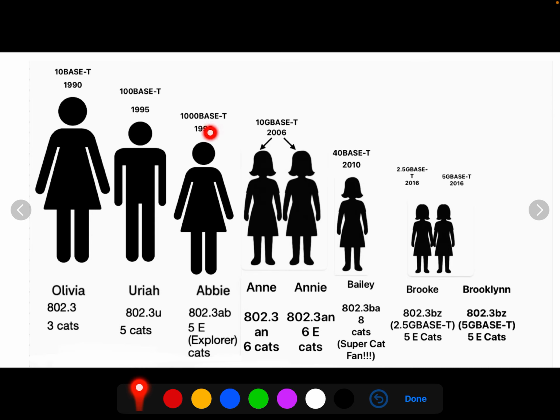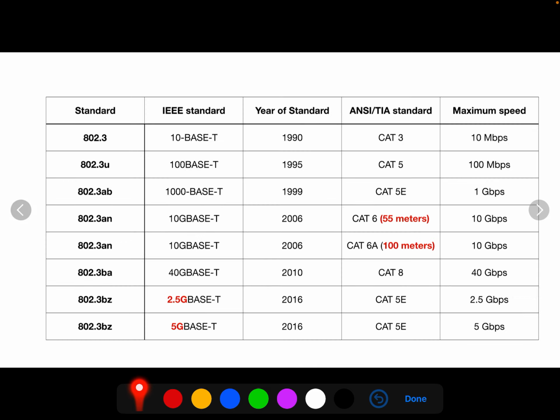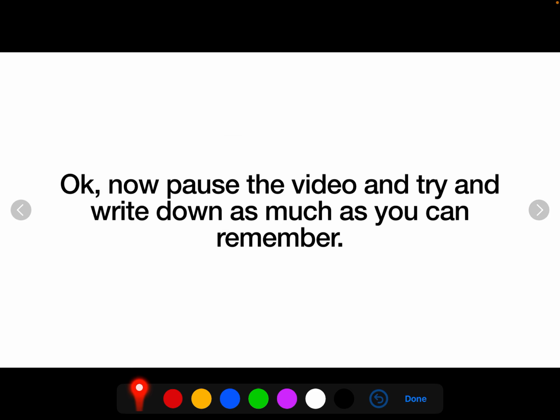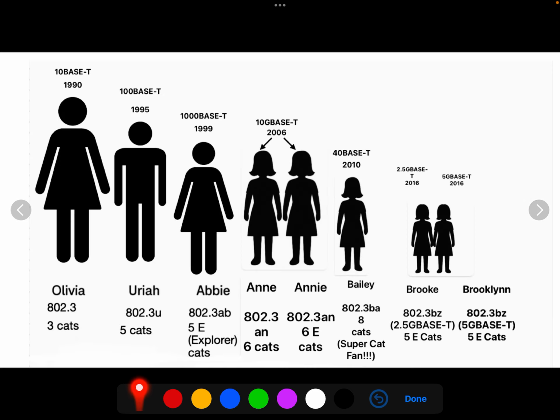Now, Abby, 8.3ab, released in 1999, 1000BASE-T, can do 1 gigabit per second. That's the speed for that standard. Now I'm saying that Abby has 5 Explorer cards, 5E cards, to represent Cat 5e cabling. If you look at 8.3ab, it uses Cat 5e cabling. So that's what I'm saying: not just 5 cats, but 5 Explorer cats. E to mean Explorer.